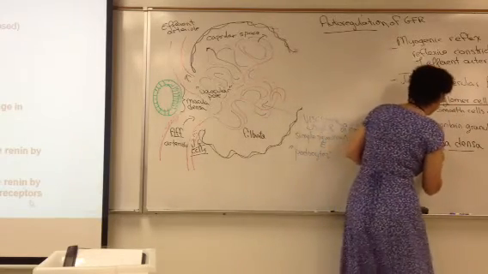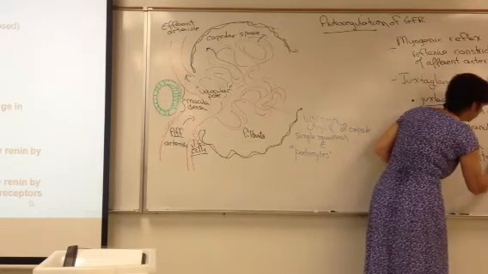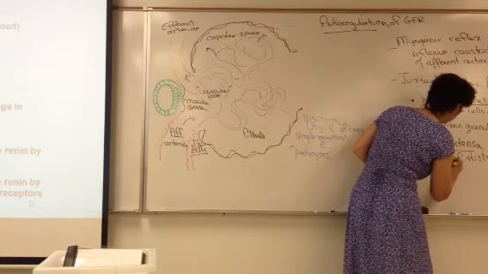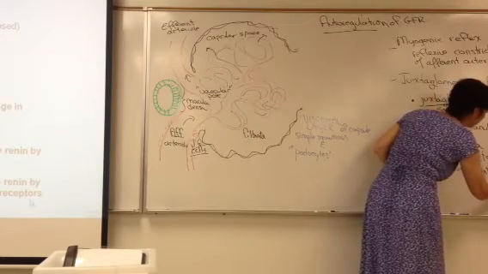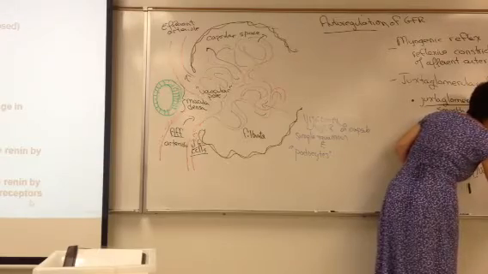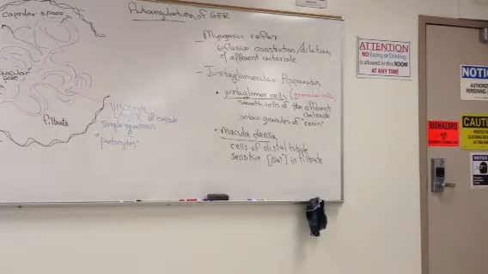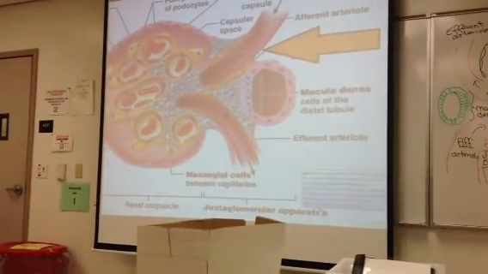So these are cells of the distal tubule. They are sensitive to the concentration of sodium ions in the filtrate. So for a very general effect, are they sensitive to sodium, or just the macula densa? Macula densa cells. Okay? So right here.